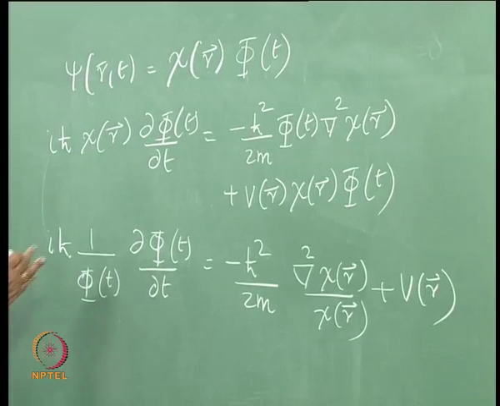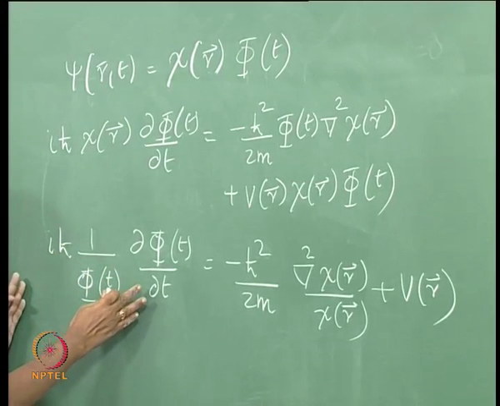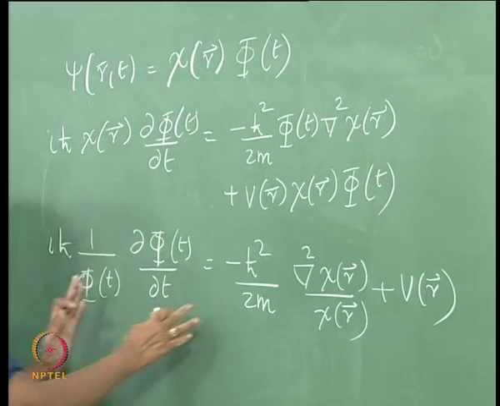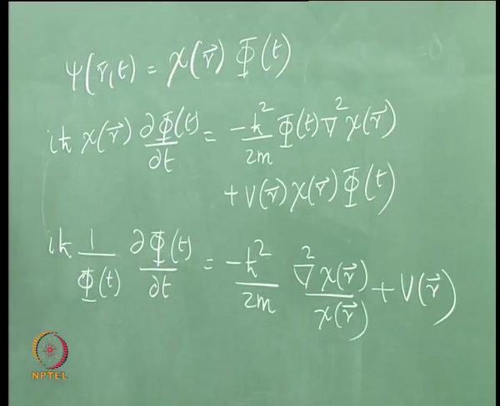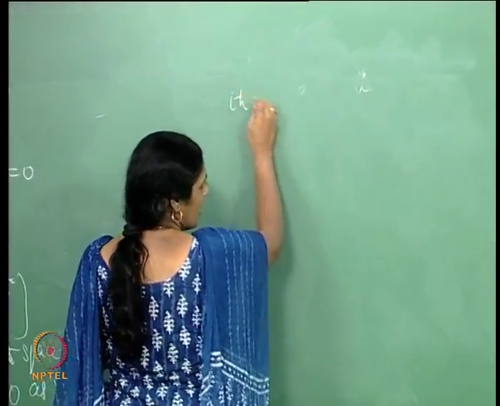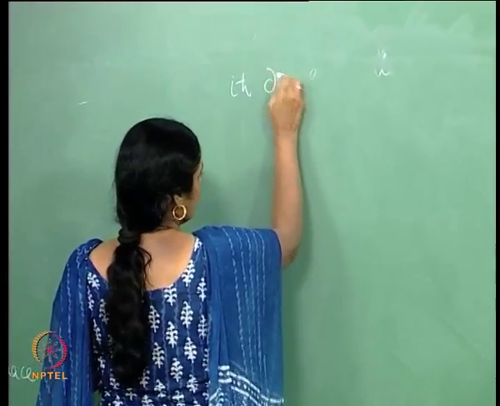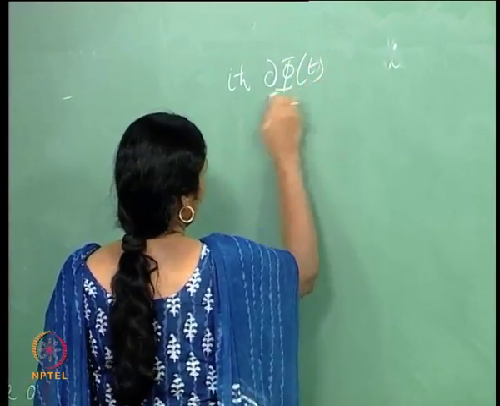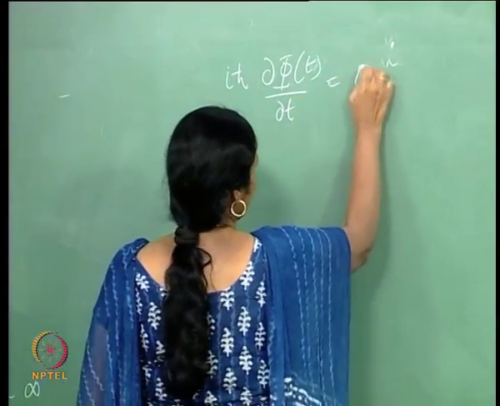Now, if the left hand side does not depend upon the space coordinate r, and the right hand side does not depend upon time at all, and these two are equal, it is clear that this is equal to a constant and that is equal to the same constant. I call that constant E. And then I have two equations. The first equation simply says iħ ∂φ(t)/∂t is E φ(t).